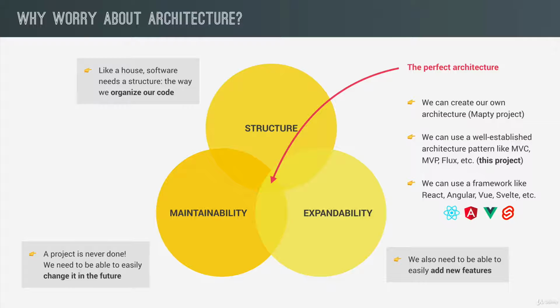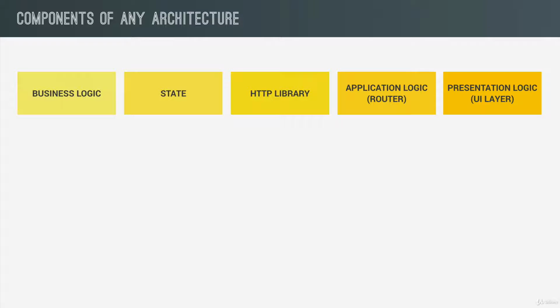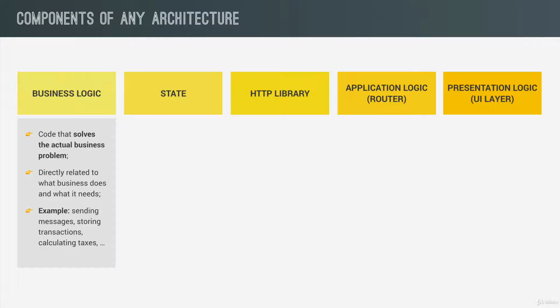Now, no matter where the architecture comes from and who develops it, there are some components that any architecture must have. And that is business logic, state, an HTTP library, application logic, and presentation logic. So business logic is basically all the code that solves the actual business problem. So that's code that is directly related to what the business does and to what it needs.